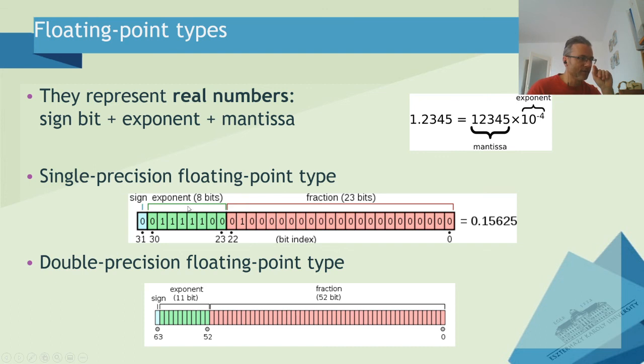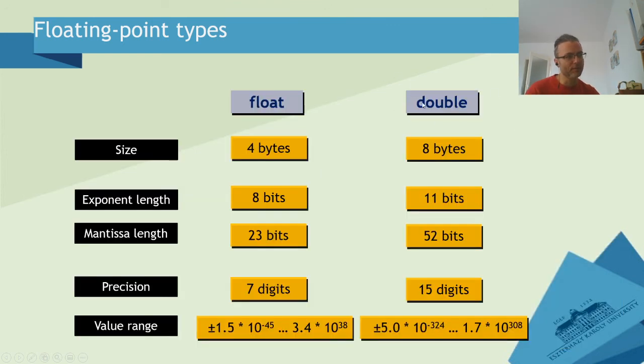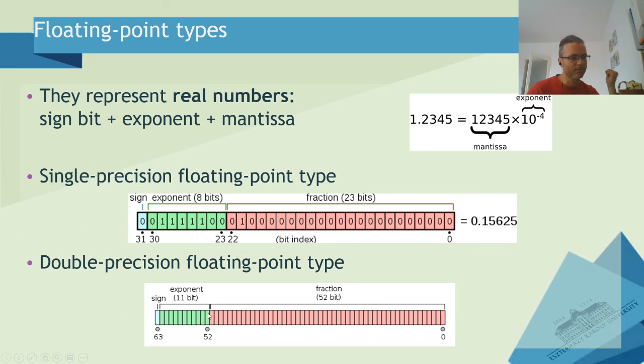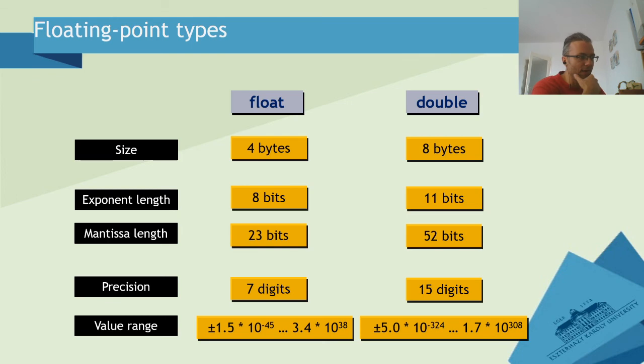If you check this out, the simple floating point type uses 8 bits for the exponent and the remaining 23 bits for the mantissa. While when we use the double precision floating point type, double, we have 11 bits for the exponent and 52 bits for the mantissa. So you can find this information here: 8, 11, 23, 52. But this is not that important in practice.